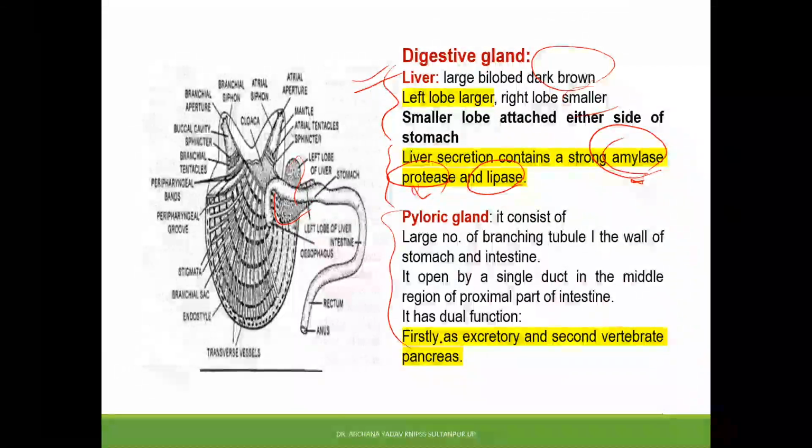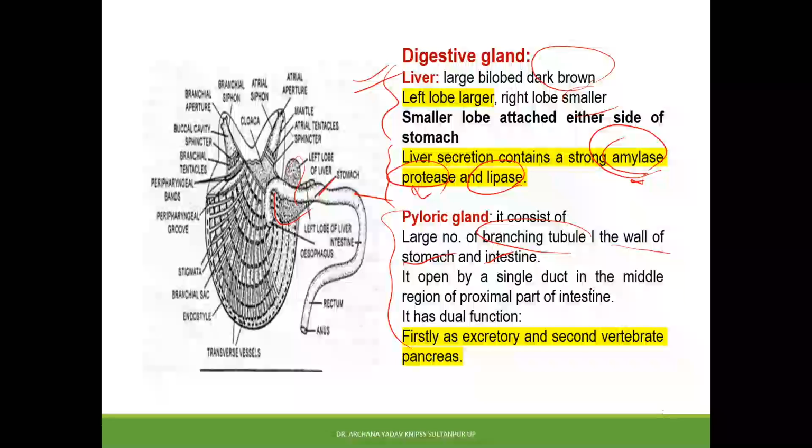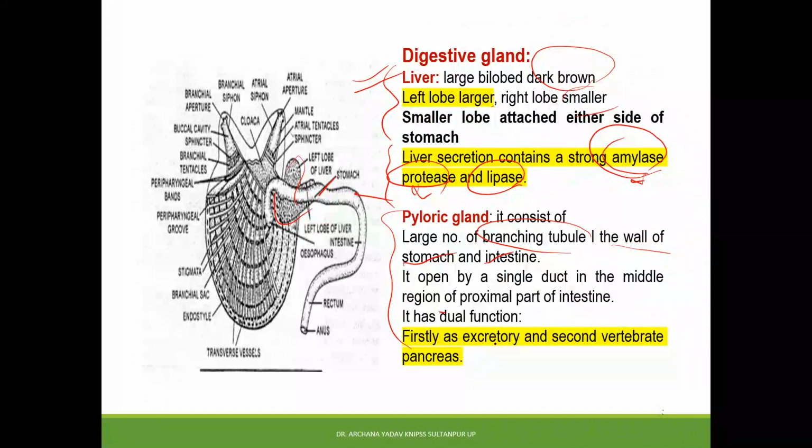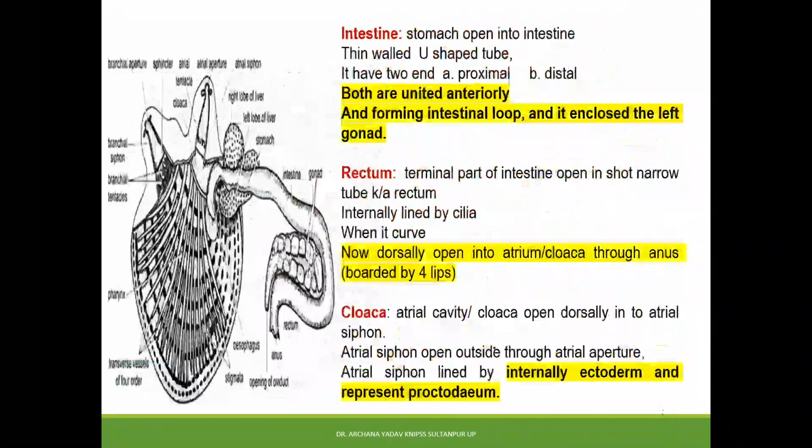And the pyloric gland consists of branching tubules present in the wall of the stomach and intestine. They are present in the stomach region and intestinal portion, and they open by a single duct in the middle region of the proximal part of the intestine, and have a dual function. One is excretory and the second is as the vertebrate pancreas.